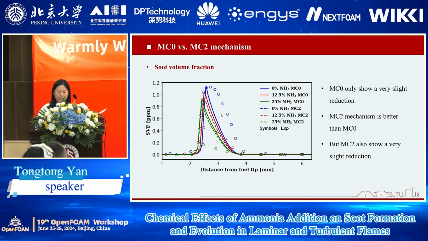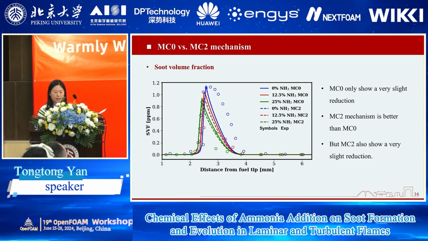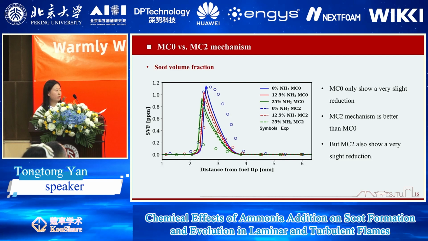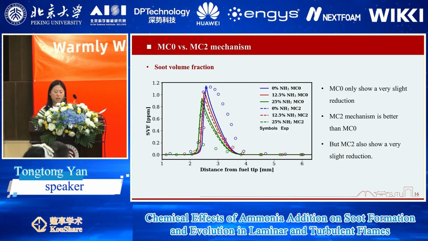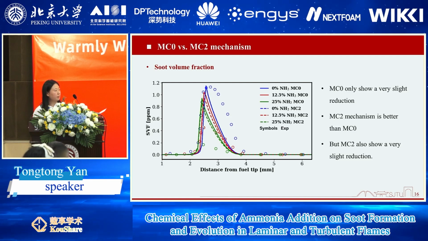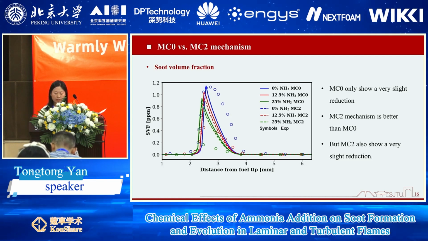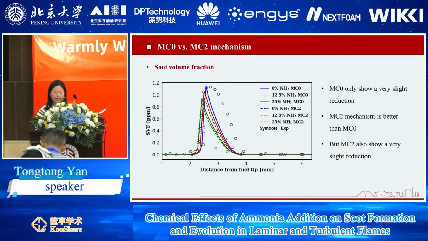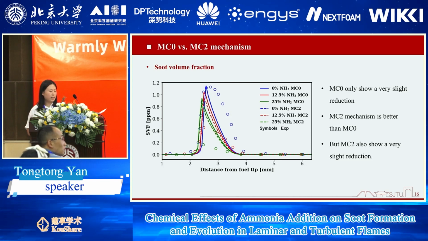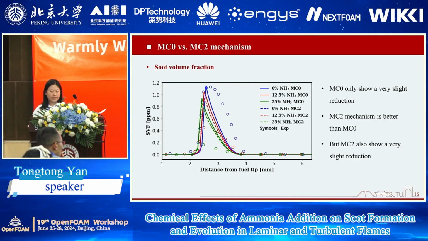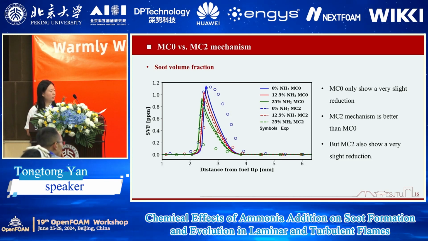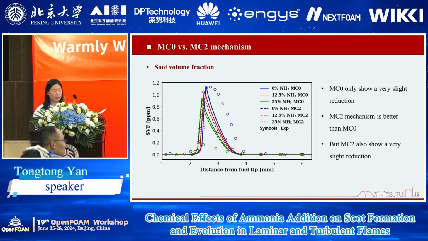These results indicate that when ignoring the interactions between all hydrocarbon species and nitrogen-containing species, the suppression effect of ammonia addition on soot formation can't be well reproduced. But even if we consider the C2 level interactions, the inhibitory effect of ammonia is still significantly underestimated.